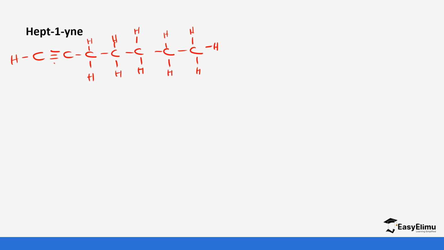So we can move this triple bond to carbon number 2. So we have moved the triple bond here. We put the hydrogens in the last carbon. This carbon is full, this carbon is full, so hydrogen here.